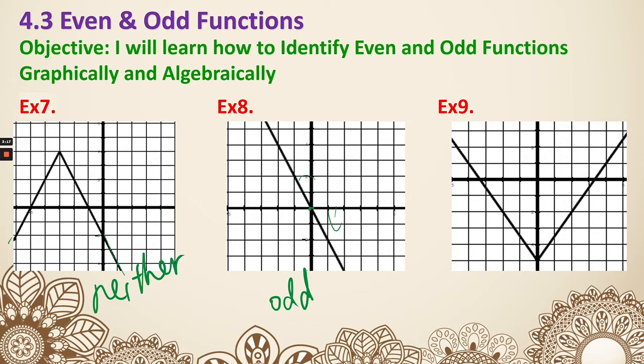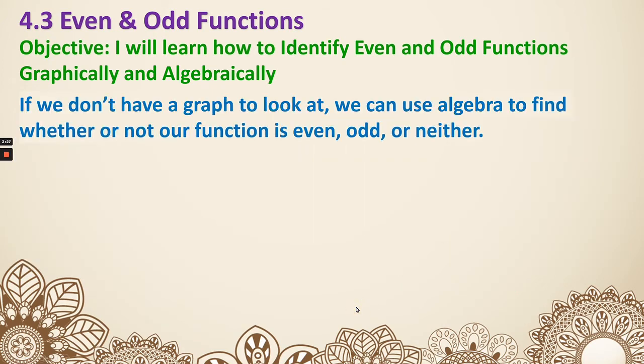Next, we can see the left side and the right side, they are kind of mirroring each other, which means it's symmetric to the y-axis, so it's an even function. Now, if we don't have a graph to look at, we can still use algebra to find whether or not our function is even, odd, or neither. And here's how we can find it.